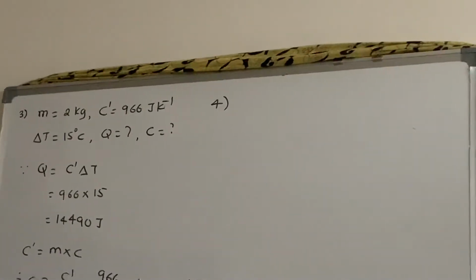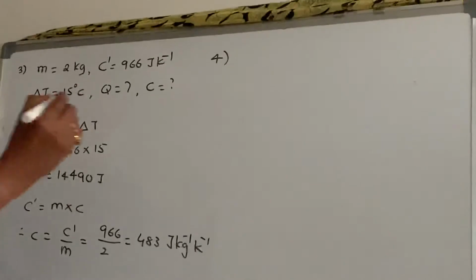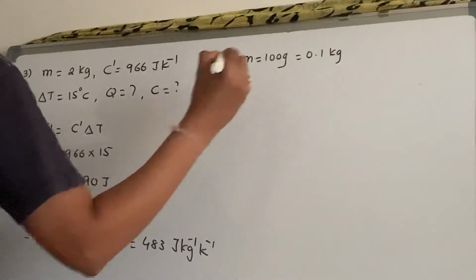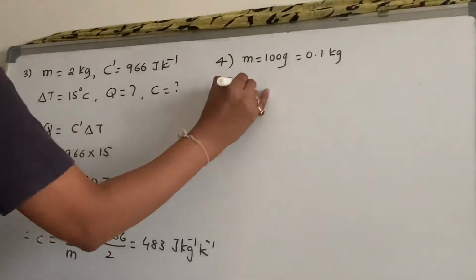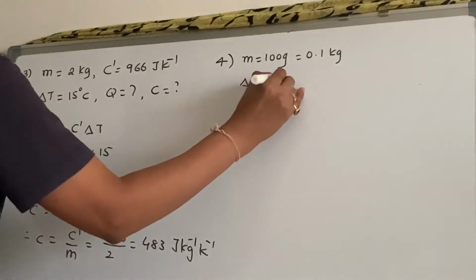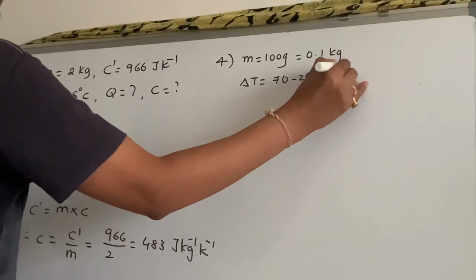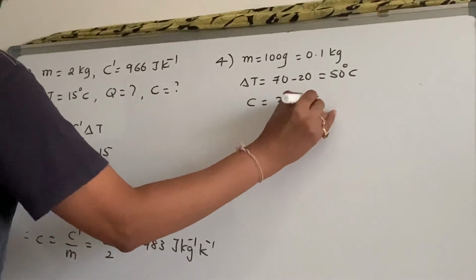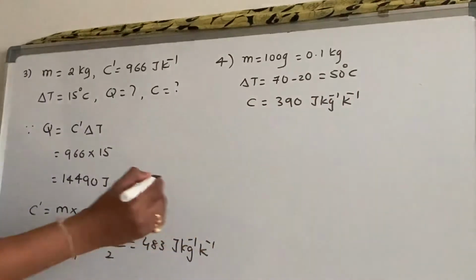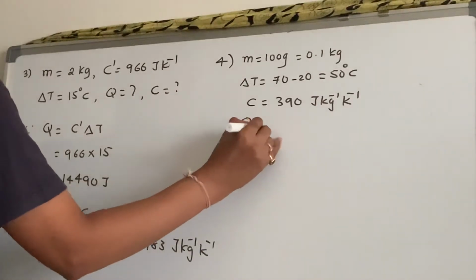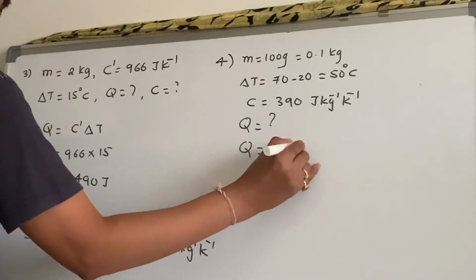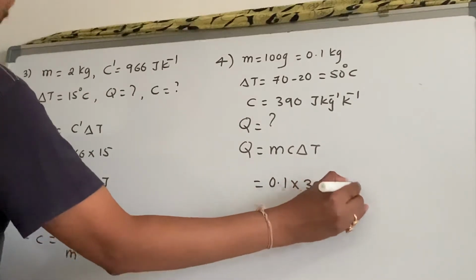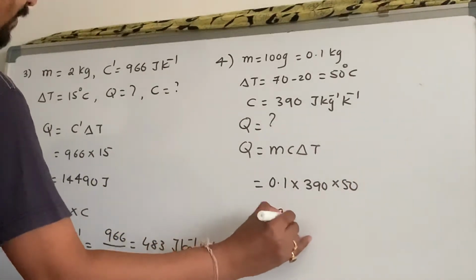Calculate the amount of heat energy required to raise the temperature of a body. The mass is given as 100 gram, which is 0.1 kg. Delta T is given as 70 minus 20, that comes out to be 50 degrees Celsius. Specific heat capacity, that is C, is 390 joule per kilogram per Kelvin. So they want Q. Q is equal to MC delta T. M is 0.1, C is 390, delta T will be 50. If you solve this, it comes out to be 1950 joule.